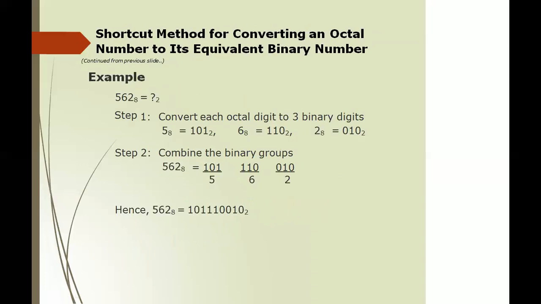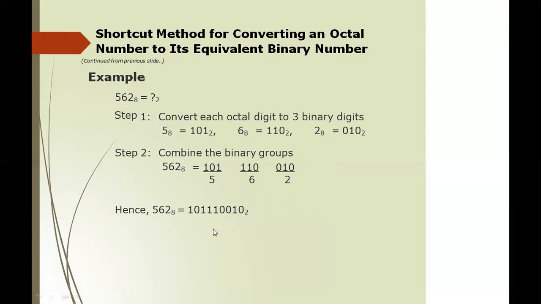Here is another example, from octal to binary. The octal number is 5, and we can convert this 5 into binary, that is 101. In the reverse way, previously we saw the conversion from binary to octal, and here the conversion is from octal to binary. And after converting these, we can write the value in the binary number system.